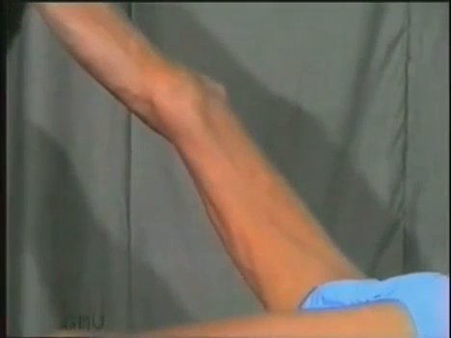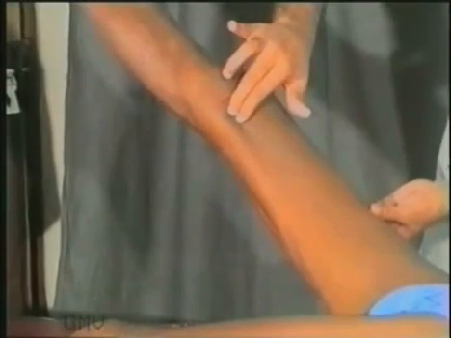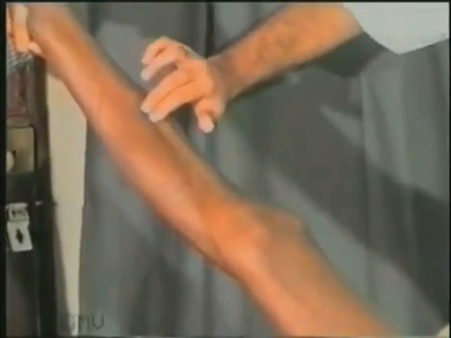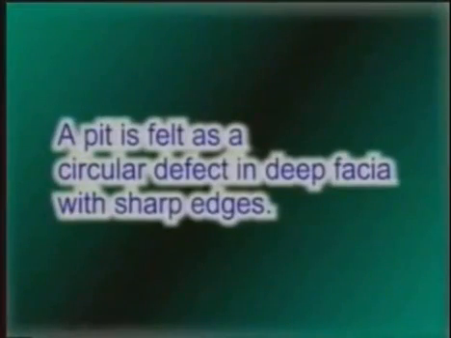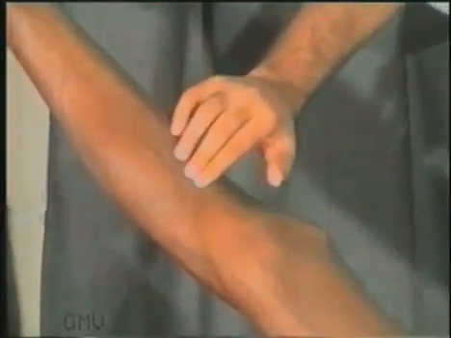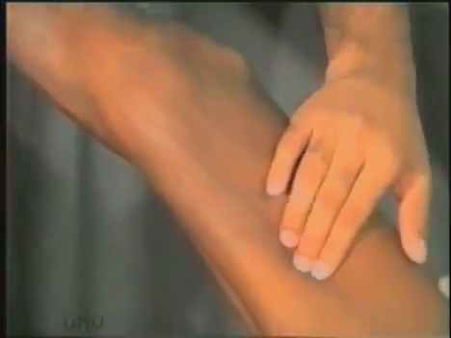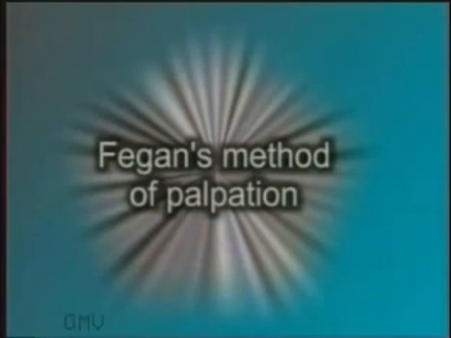Make the patient lie down. Raise the leg to 30 degrees and empty the vein. Now palpate the deep fascia along the course of the vein, more carefully at the site of blowouts if any, to look for pits in the deep fascia. A pit is felt as a circular defect in the deep fascia with sharp edges and indicates the site of a dilated perforator. If a pit is felt, mark it with a cross with a skin pencil. This is Fegan's method of palpation for detection of incompetent perforators.